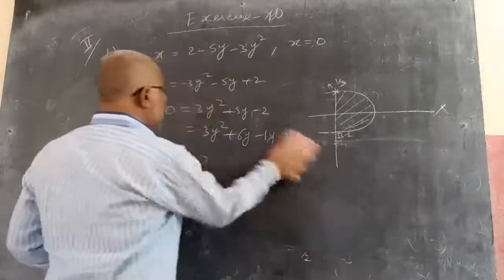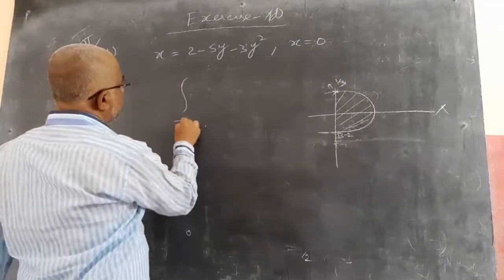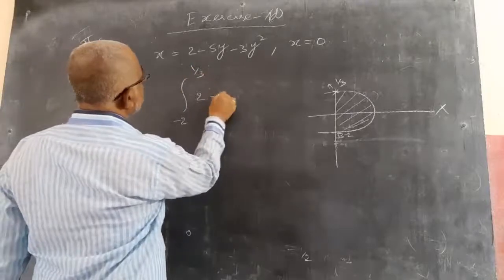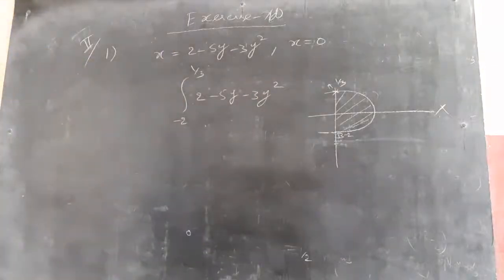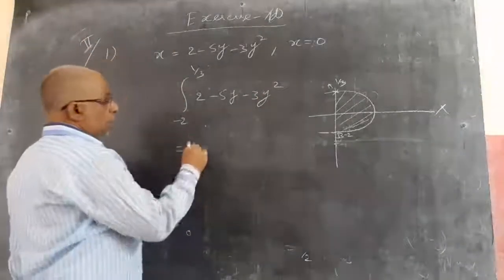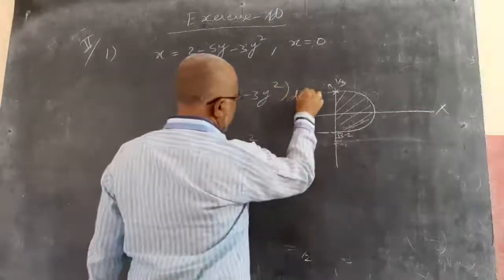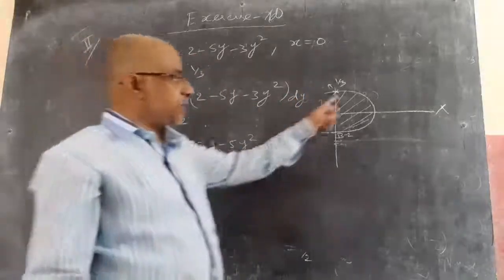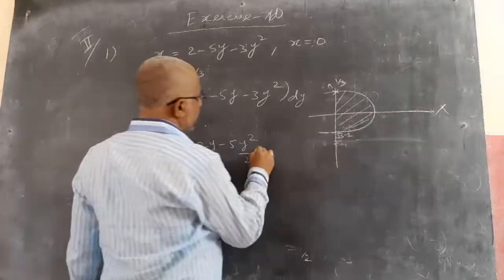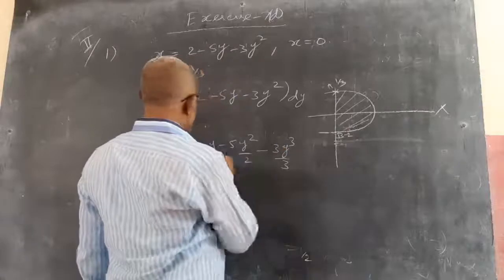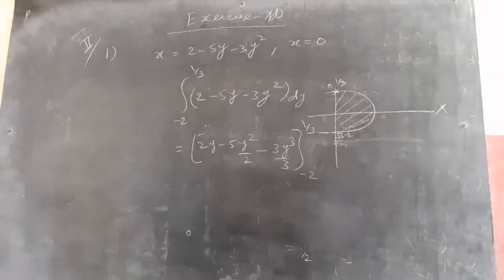So the integral for the total area is from minus 2 to 1 by 3. The curve is 2 minus 5y minus 3y square. So this is equal to 2y minus 5y square by 2 minus 3y cube by 3, with dy instead of dx because I am integrating with respect to y, finding with y limits, between the limits minus 2 to 1 by 3.